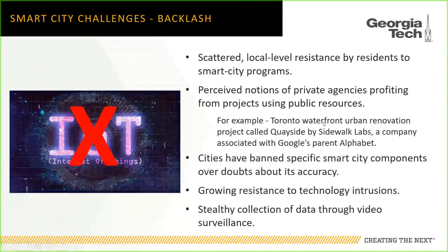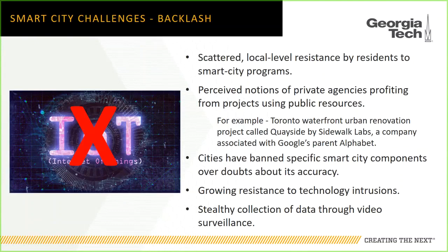And there's also a lot of backlash against smart city applications. You're looking at several examples, and I'm just citing one here. There is local-level resistance to smart city applications or programs. There are perceived notions, whether proven or not, that private agencies, often technology providers, are driving the initiative, and what is the profit model beyond the stated and obvious goals?